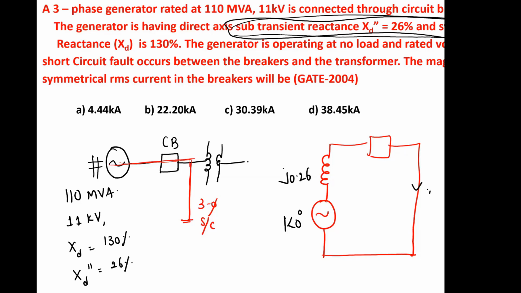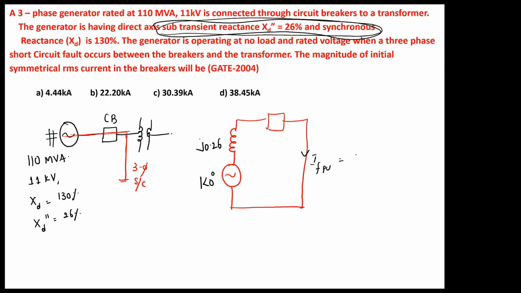So now your IF per unit is how much? It is 1 divided by 0.26, if I am only taking the magnitude. That would be 3.846 per unit. So this is the per unit fault current, but I want the actual fault current. So IF actual is equal to IF per unit multiplied by the base current in the generator circuit.